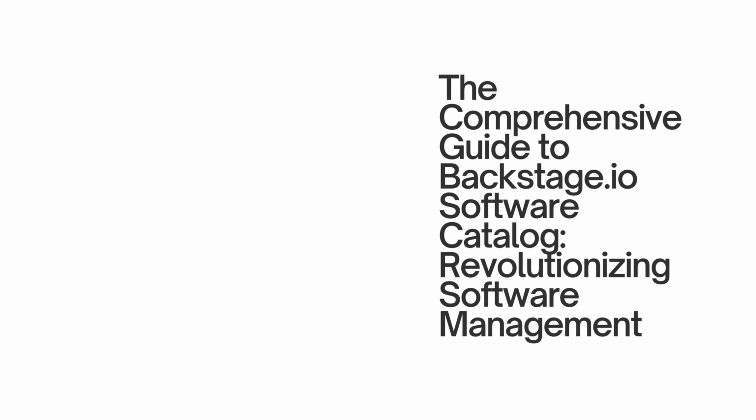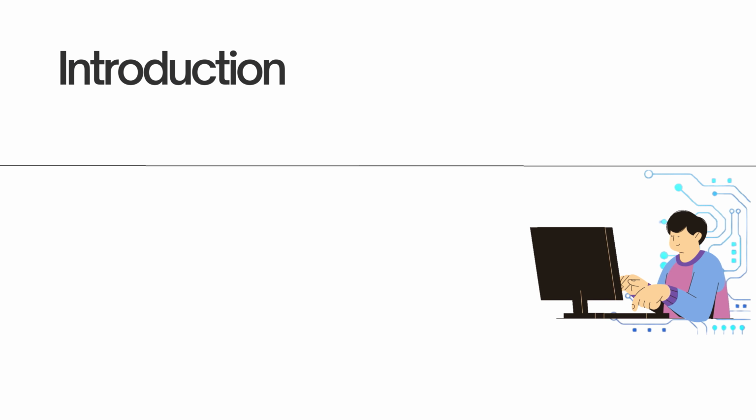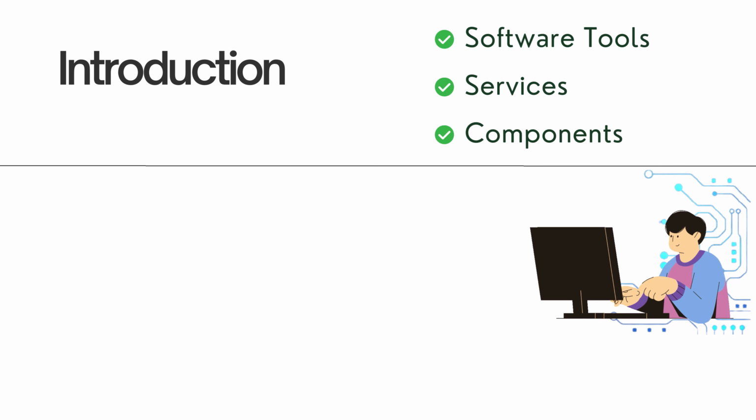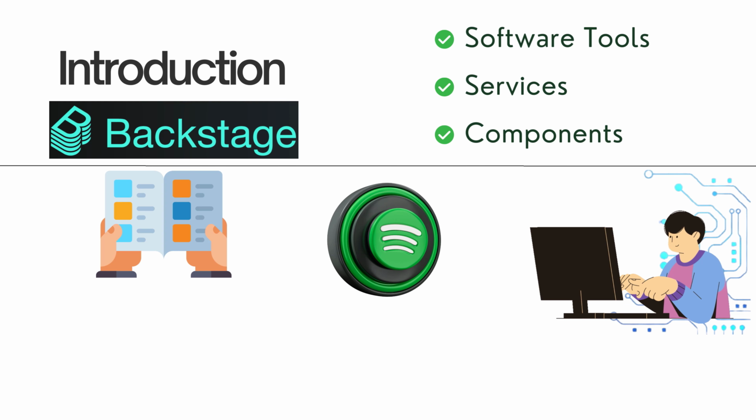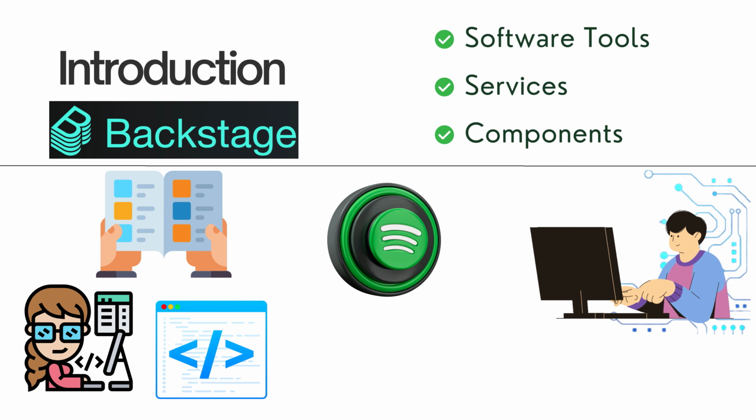In this video, we're going to focus on Backstage Software Catalog. In today's rapidly evolving technology landscape, managing a vast array of software tools, services, and components is a huge task. That's where the Backstage.io software catalog comes in. Originally built by Spotify, Backstage has been open sourced to benefit the developer community at large. This presentation aims to give you a detailed overview of the Backstage software catalog, its features, how it works, and why it's a game changer in the world of software development and management.